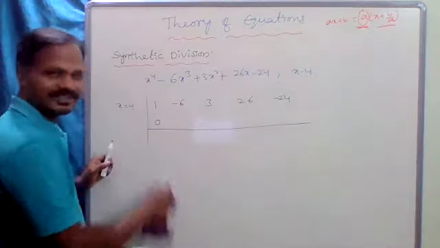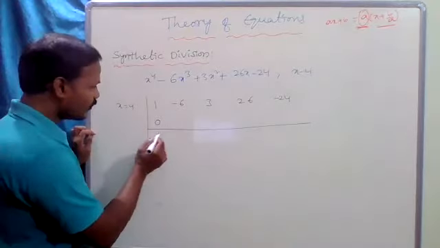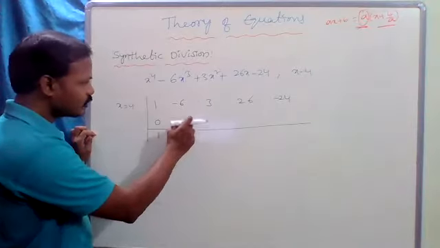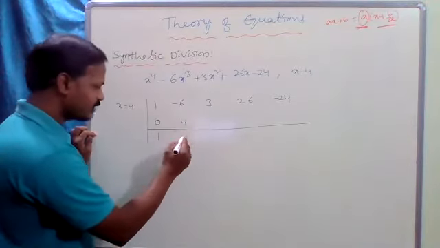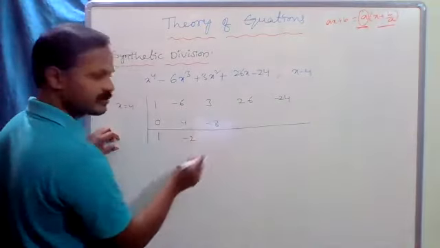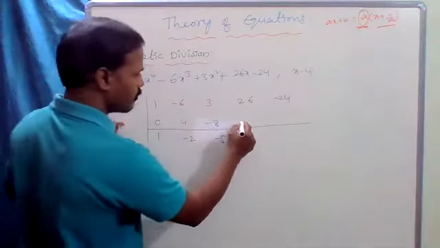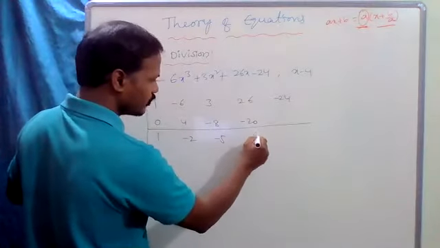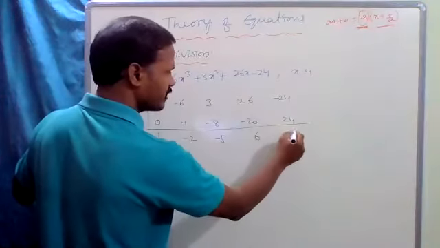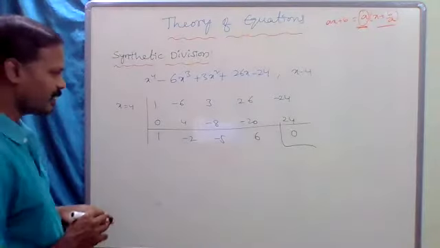So, 1 plus 0 is 1. Okay. So, 1 into 4, 4. Multiply these two right here. Now adding these two, minus 6 plus 4, that is minus 2. Now multiply these two, minus 8. Adding these two, minus 5. And multiply these two, minus 20. By adding these two, you will get 6. Now multiply these two, 24. By adding these two, you will get 0. So that means 0 is the remainder. Okay?